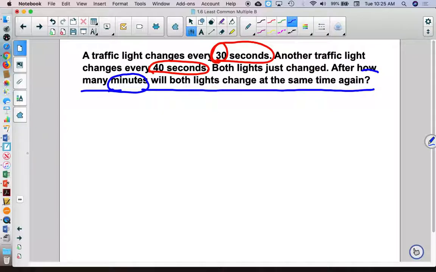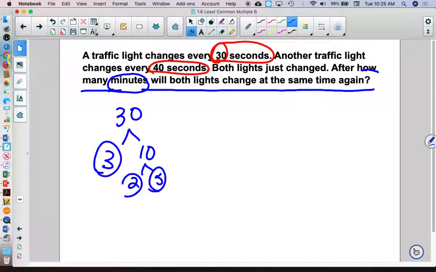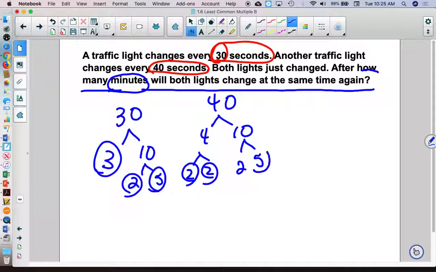Okay? You're going to list multiples, skip count, or do a tree? Tree works for me. 30 is 3 and 10. Do we agree? Yep. 10 is 2 and 5. Got it. 40 is 4 and 10. 4 is 2 and 2, and 10 is 2 and 5, right? Okay. So I need my LCM between those numbers.